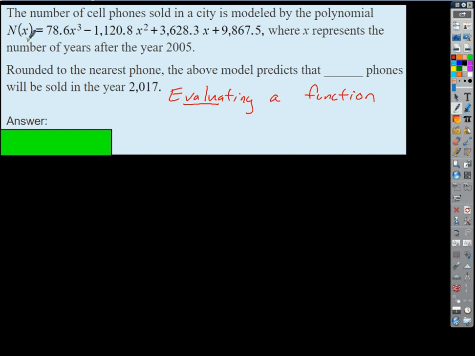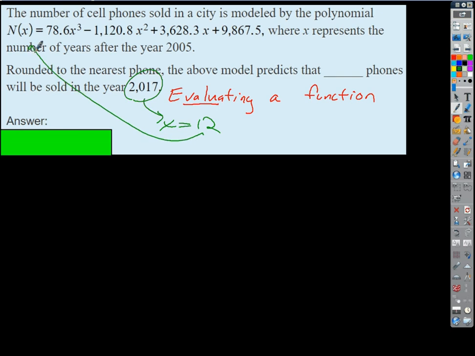If X stands for the number of years after 2005, and we're interested in the year 2017, what number would that be? What's it going to be? How'd you get that? Just add from 2005 to 2017. Okay, so you just figured out what you'd have to add to that. You could also just subtract 2005 from 2017. Everybody agree? So this is going to correspond to X equals 12, right? And that's the number I'm going to plug in.